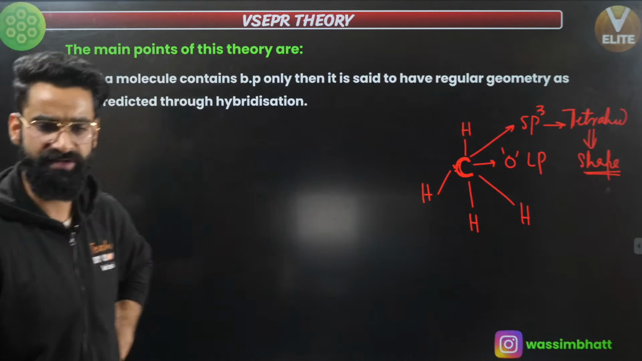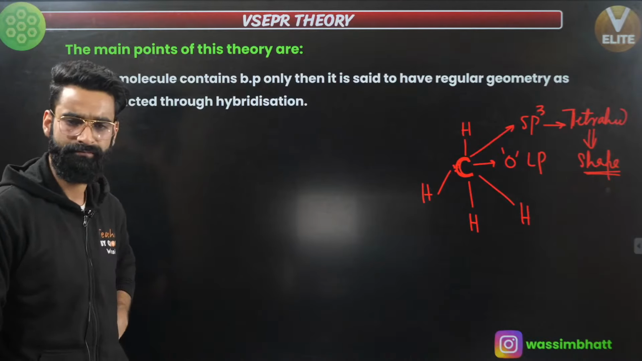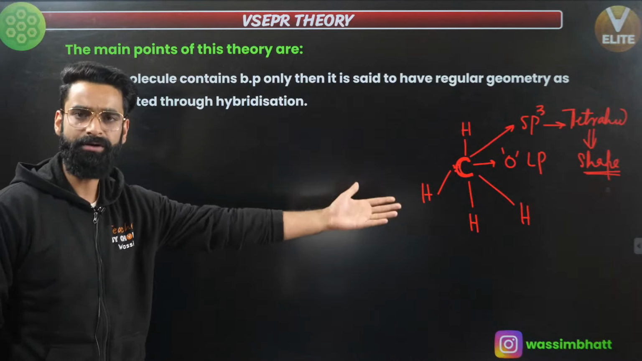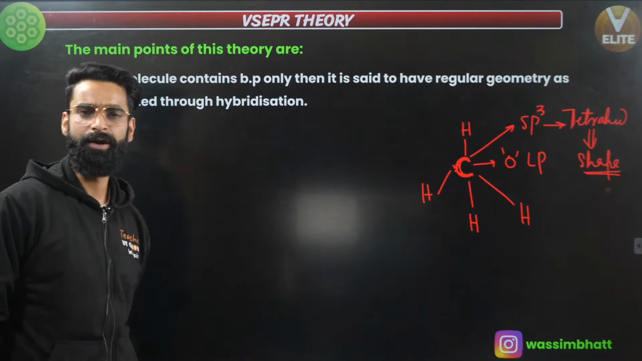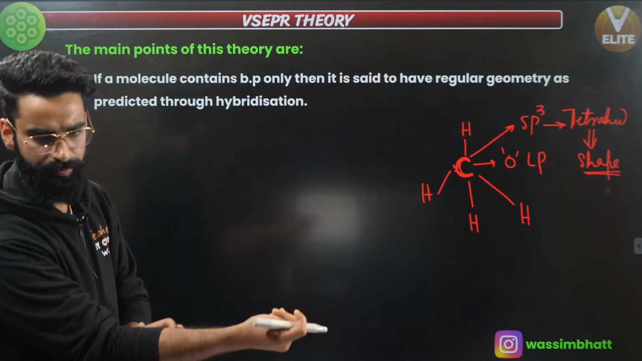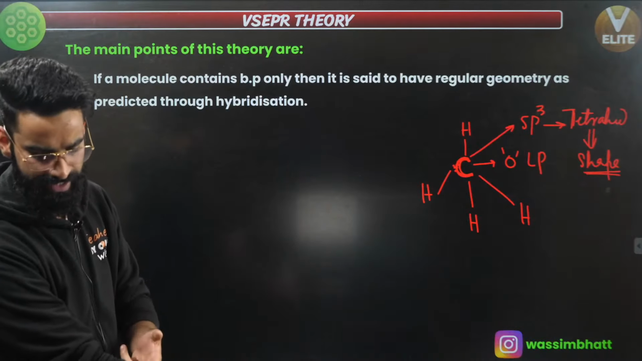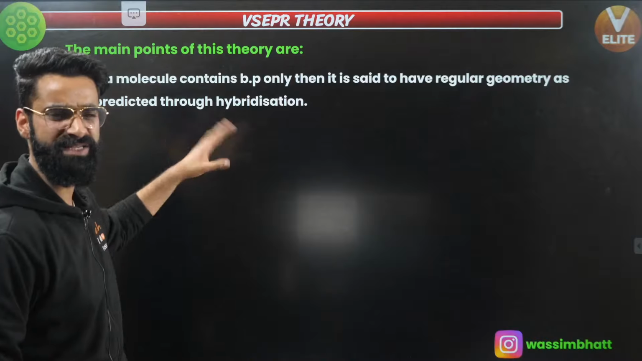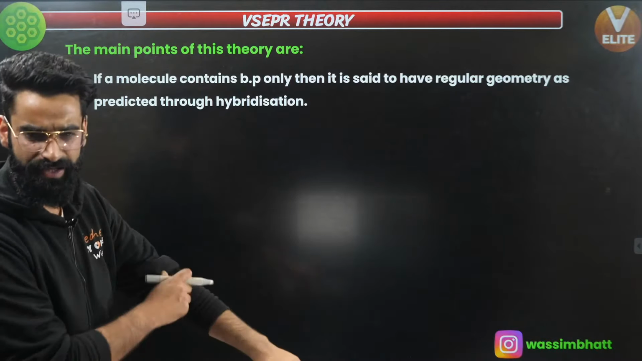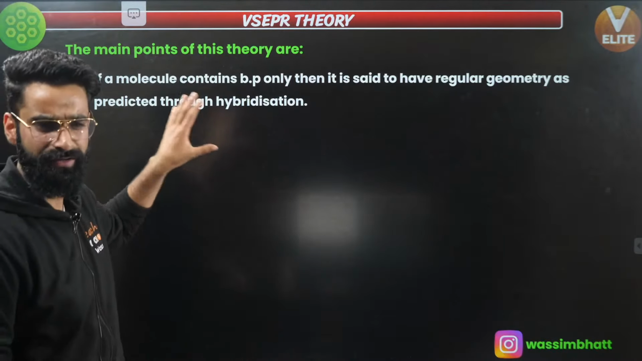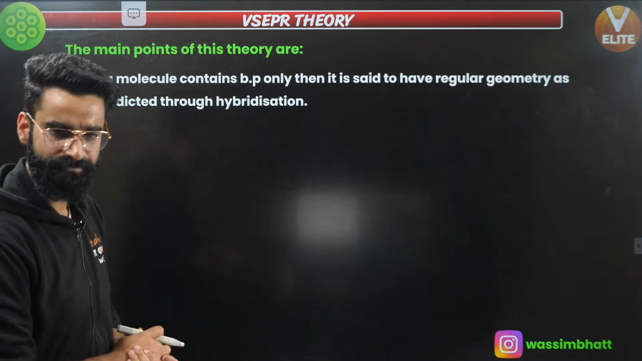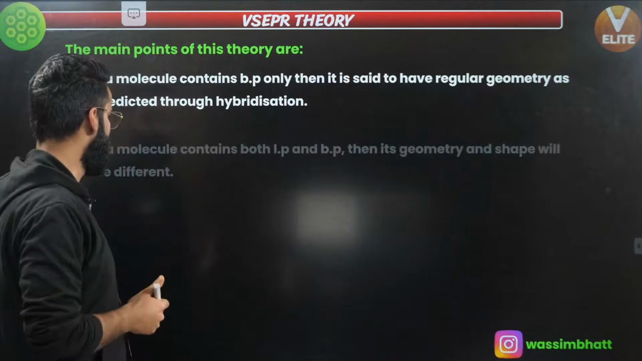Let me know in the chat box if this concept is clear. Exactly, your geometry is going to be the same as your shape whenever the central atom does not have any lone pair, correct? Absolutely. Moving on to one more point. I'll be explaining all these points again after some time, when I'll be giving you the application part of this valence shell electron pair repulsion theory, right?